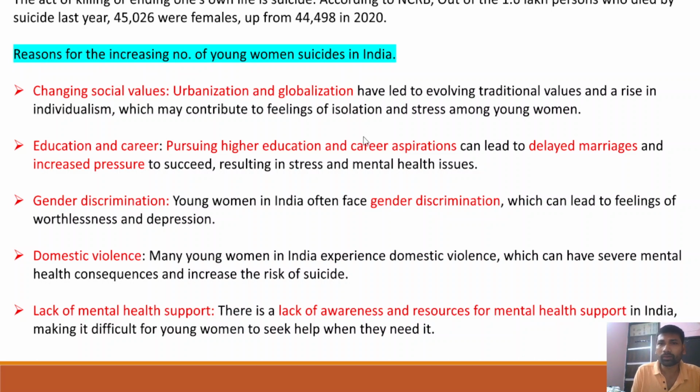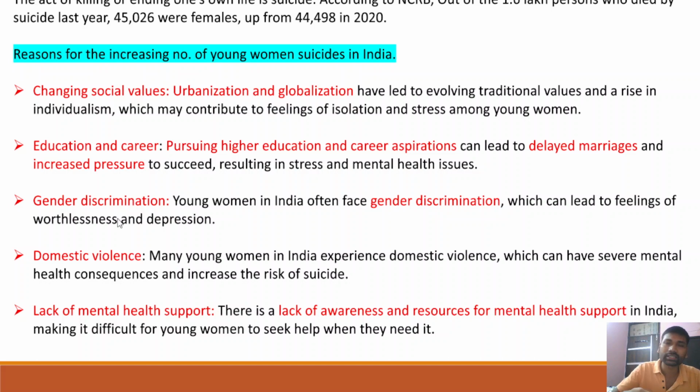Apart from this, for example, discrimination in educational institutions on the lines of caste, gender, or sexual harassment, sexual violence, this is also driving young women to commit suicides in large numbers. So, the third aspect is gender discrimination. Just now we have discussed this fact. Gender discrimination is also another serious aspect, because young women in India often face gender discrimination, which further results in a feeling of worthlessness and depression among women.